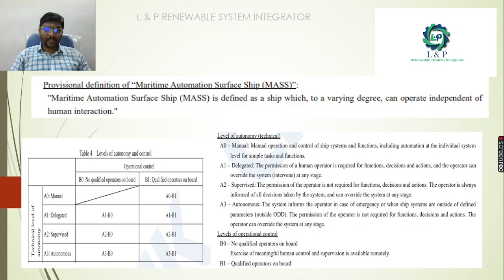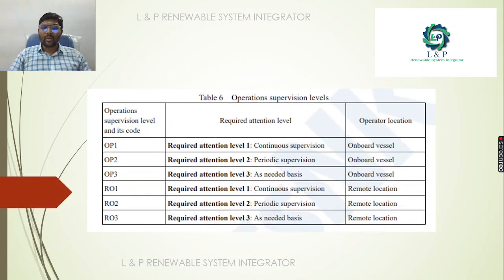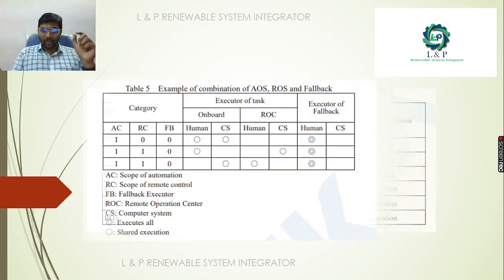Now when we go to the operation supervisor level, we have levels OP1, 2, 3, RO1, RO2, RO3. OP1 is continuous supervision on the onboard vessels. OP2 is periodic supervision on onboard vessels. OP3 is as needed basis on onboard vessels, and RO1 is continuous supervision of remote location. RO2 is periodic supervision of remote location. RO3 is as needed basis remote location.